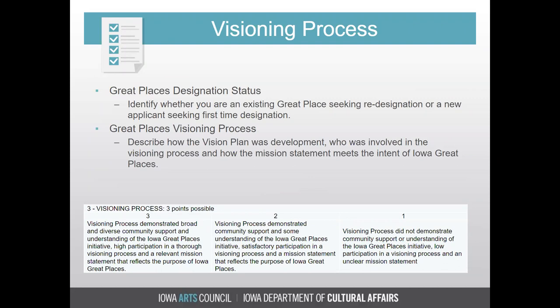This question and rubric category asks about the visioning process. Strong applications will demonstrate robust community input, including public and private entities, through multiple feedback sources and evidence of community buy-in. The vision plan mission statement should reflect the feedback and outcomes of the community visioning process. Be sure to explain explicitly how the community was involved in the process from beginning to end.